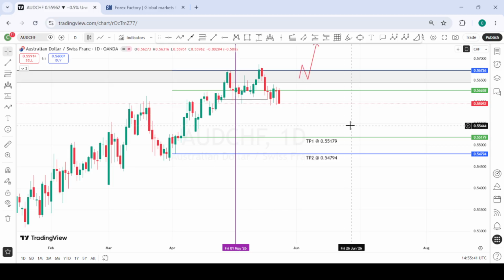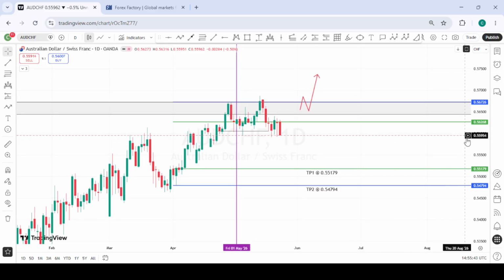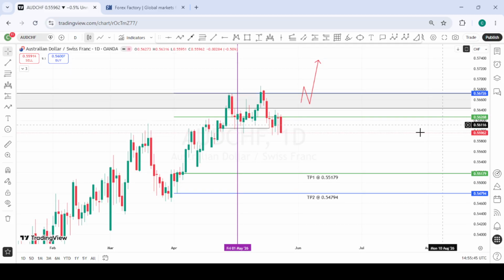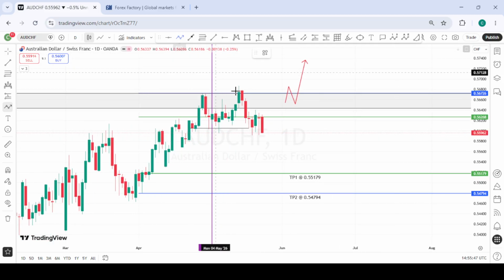This is AUDCHF, and AUDCHF is very bearish on the daily perspective. So going into next week, all we are waiting for is a possible pullback into this area. Should it pull back into this area or anywhere around here, we can look for selling opportunities to the downside for AUDCHF. We are very bearish on AUDCHF. Should price break above this area of interest, then we know we are heading to the bullish side for AUDCHF for the coming week.